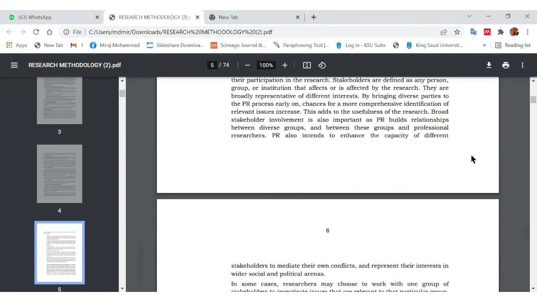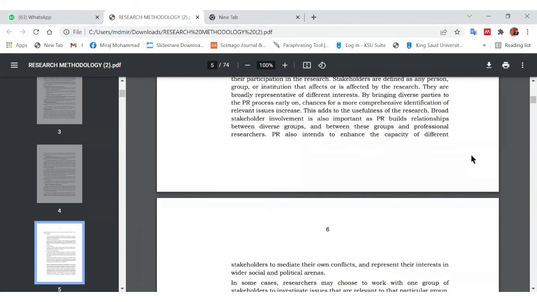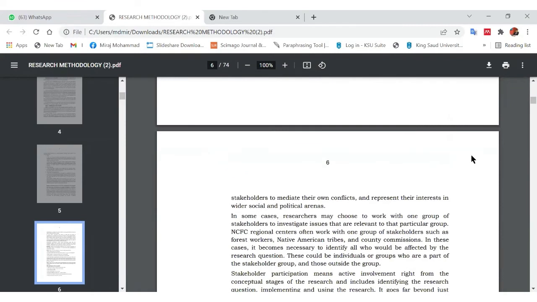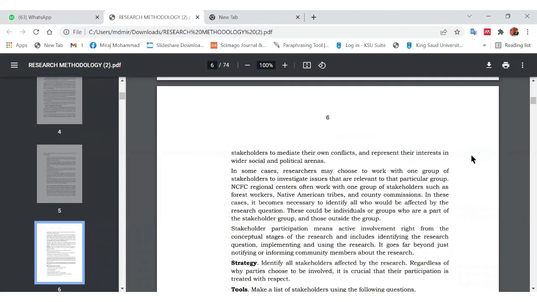Okay, so PR will also intend to enhance the capacity of different stakeholders to mediate their own conflicts and represent their own interest in the wider social and the political arena। देखिए यहाँ पे भी वही चीज दिखी है, because when you are a part of society, you have to take care of all these things.